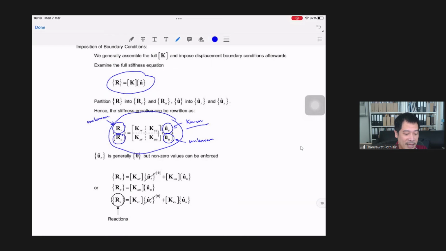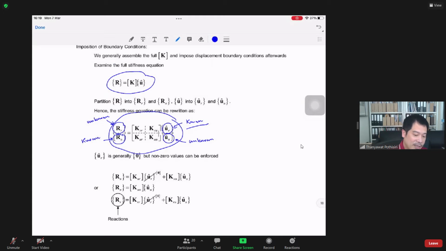And similarly, where the nodal displacements are unknown, the nodal force must be known, right? So for example, at the free nodes, at the nodes that are not constrained, you should know the value of the applied force that acts at the nodes. So you have a system of equations that looks like this.